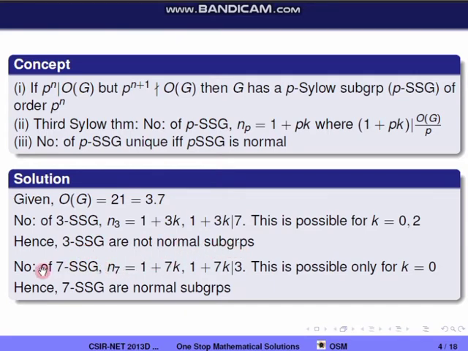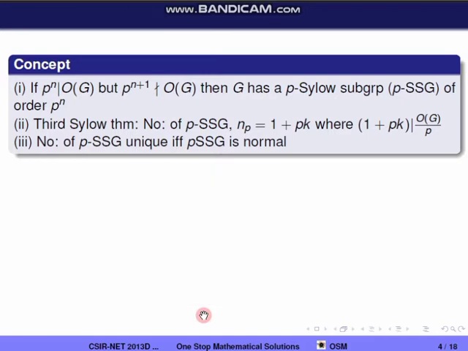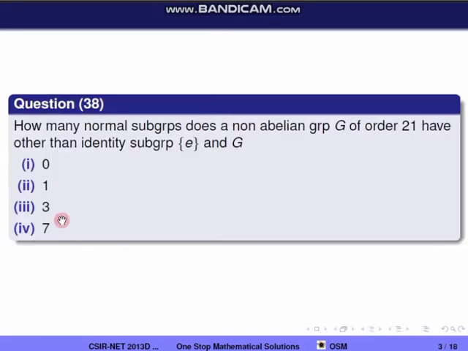Similarly, find the number of 7-Sylow subgroups, which is given by n7 is equal to 1 plus 7k, where 1 plus 7k should divide 3. This is possible only for k equal to 0. So we are getting a unique k. So now the 7-Sylow subgroup is unique. That is, the 7-Sylow subgroup is a normal subgroup, other than E and G. G has only the 7-Sylow subgroup as a normal subgroup. So we have only one normal subgroup. So the correct option is 2.